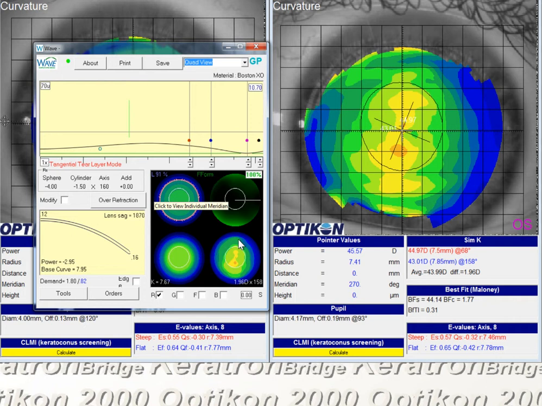So in this case, because we're really trying to mold a fair amount of cylinder and it's not completely central, I would go ahead and design this lens with an oval optic zone and toric demand curves.